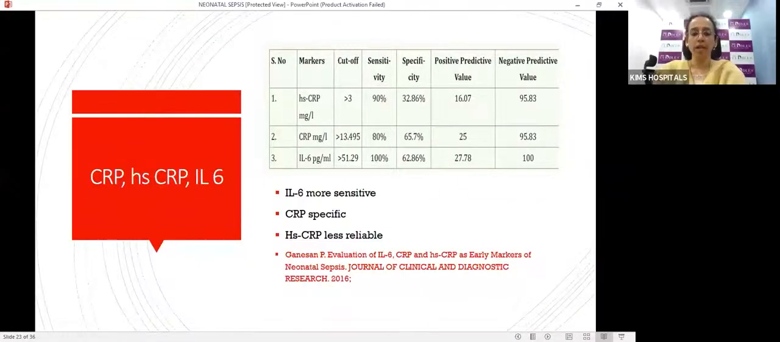So when we compare the CRP, highly sensitive HS-CRP and IL-6, we see that IL-6 is more sensitive in diagnosing early onset sepsis. Here you can see the sensitivity of IL-6 being 100%. And the HS-CRP has high sensitivity, but it has very low specificity when compared to the CRP. So based on these factors, we can conclude that HS-CRP is less reliable when compared to CRP as an early marker of neonatal sepsis.